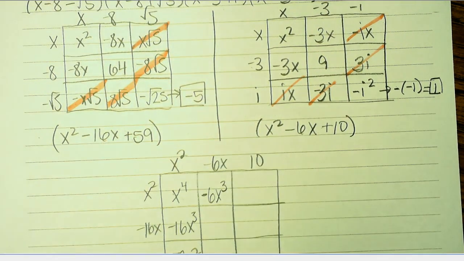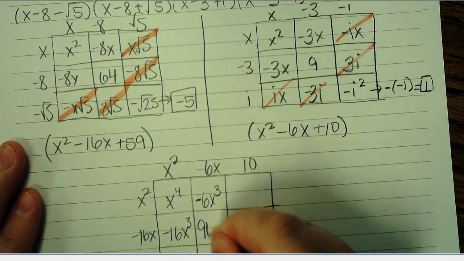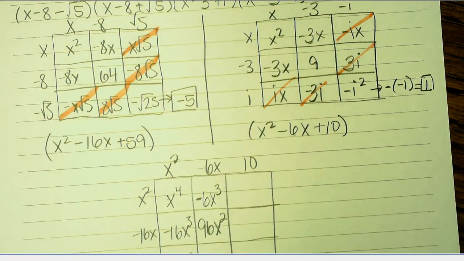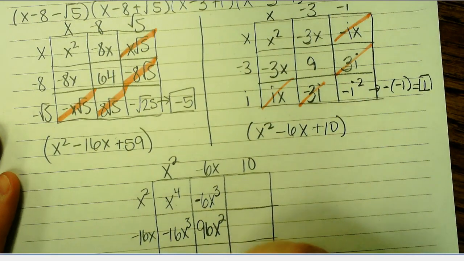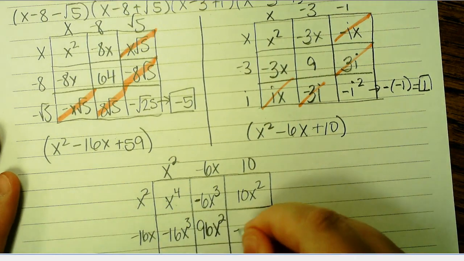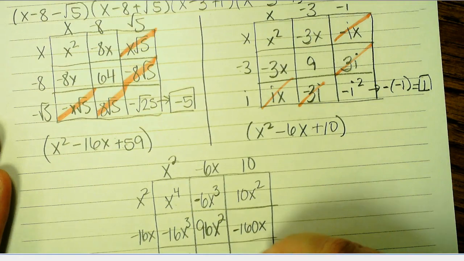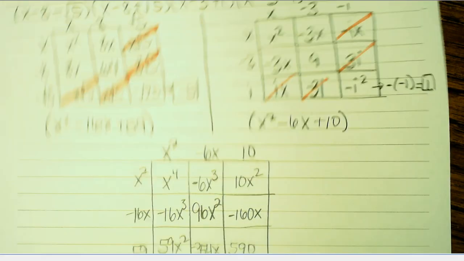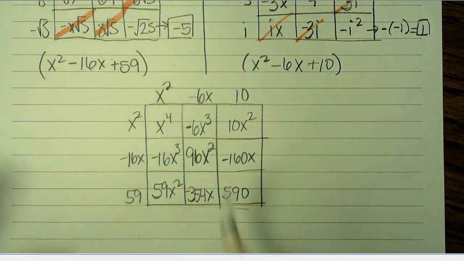Let me grab my calculator. 6 times 16, the two negatives will cancel out, so this will be 96x squared. And then I'm going to do 59 times negative 6. This is a big number, negative 354x. This will be 10x squared. 10 times negative 16 is just negative 160x. And 10 times 59 is going to be, oh my gosh, guys, I'm sorry, I'm off the screen, 590. Okay, my apologies. Let me give you a second to look at that if it wasn't on the screen.